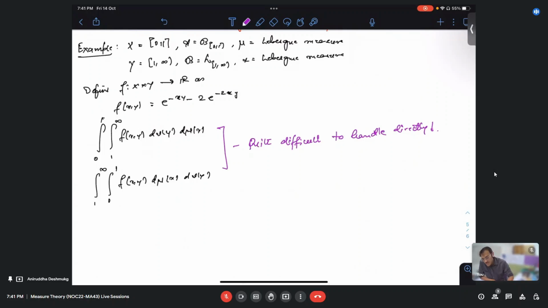So what one can do is, see, this looks almost like the derivative, right? Because e to the power minus xy minus 2 e to the power minus 2xy, I can write as, should I write it 1 over x? Yes, or perhaps I should write minus 1 over x. Minus 1 over x into minus x e to the power minus xy plus minus 2x e to the power minus 2xy.